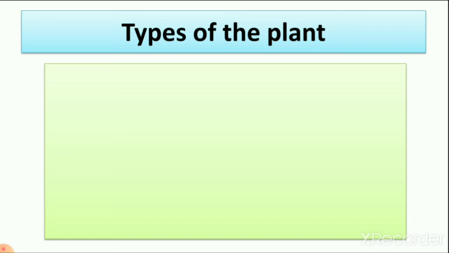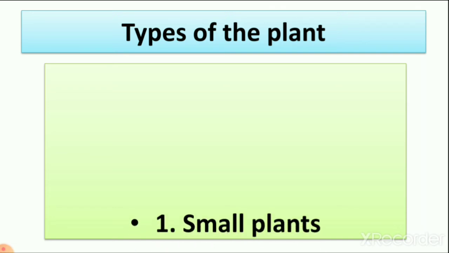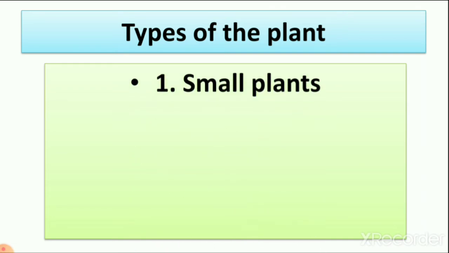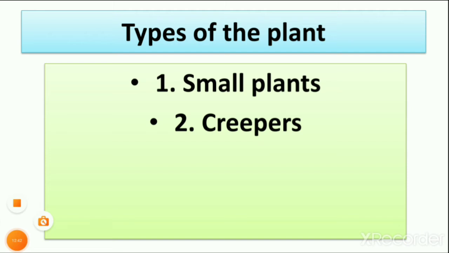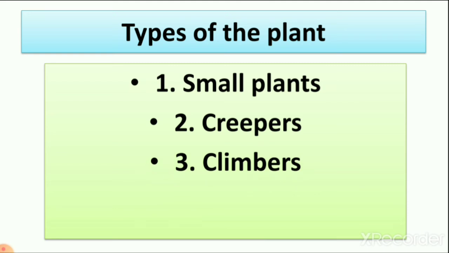Then we learn about different types of plants. We divide all plants into different types by the stem of the plant. So we learn in this lesson four types of plants. Small plants, which are very small, and their stems are also very small. Creepers, which grow along the ground. So creepers are the type of plant which grows along the ground. Then climbers, which grow straight with the help of any support. And trees are big and strong plants.